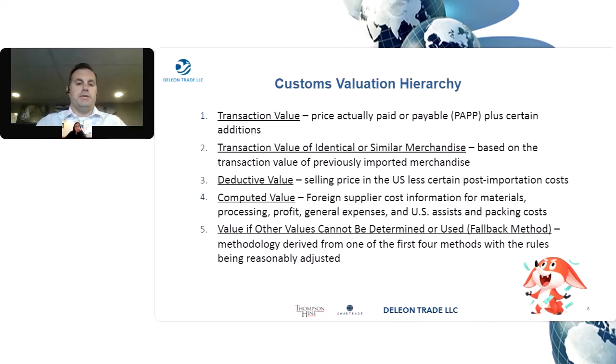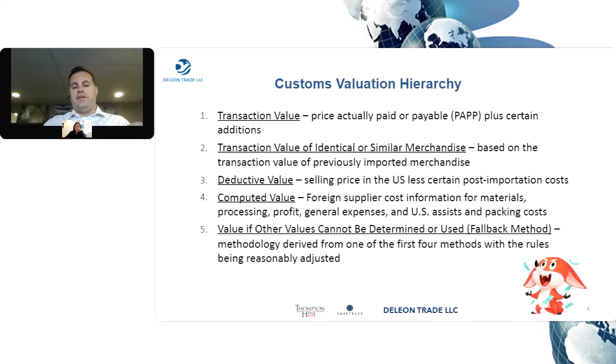And those are usually appraised under computed value. And you could see there's a CF 247 online. It's called a cost submission. And that's kind of the foundation of using computed value. But we typically see that in maquiladora transactions from Mexico.